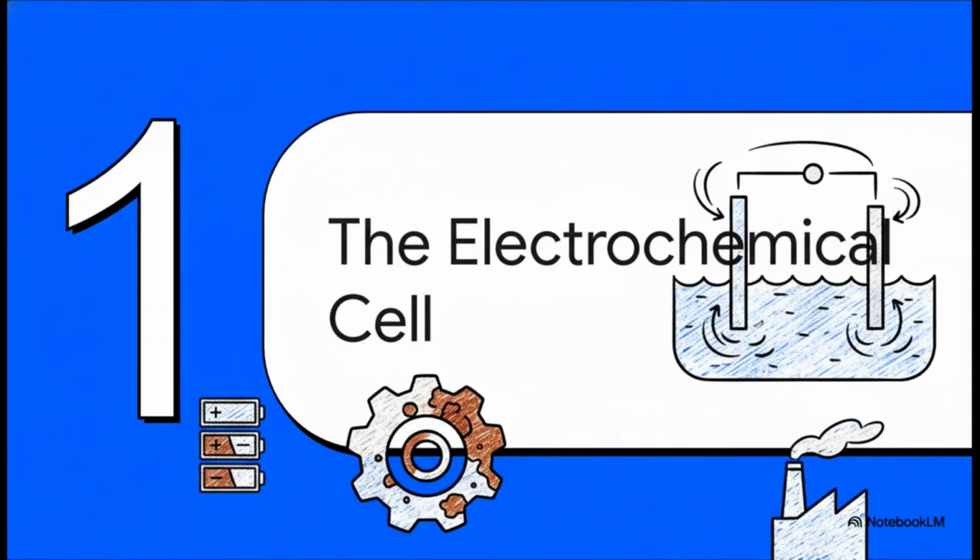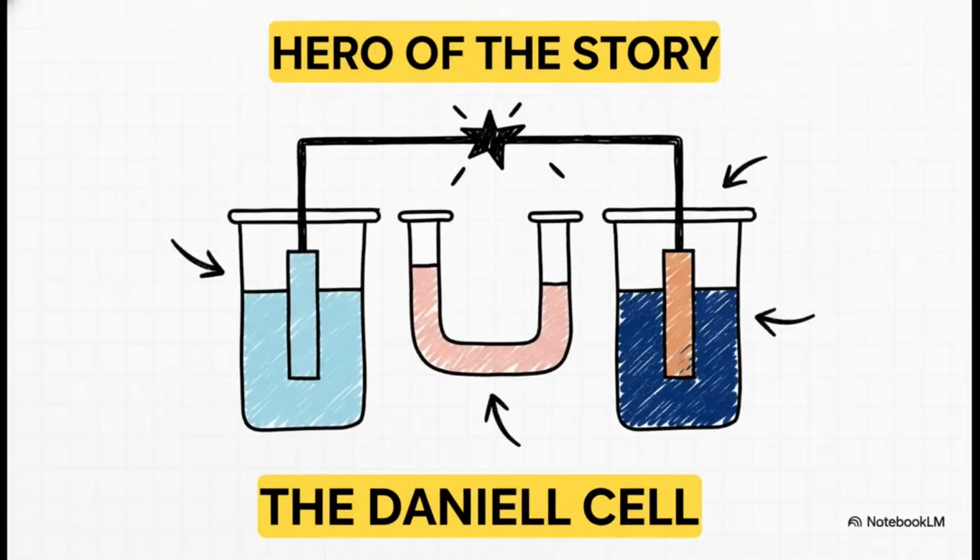Okay, so to really get our heads around this secret, we need to pop the hood and look at the engine that makes it all run. And that engine is called the electrochemical cell. This little powerhouse is at the heart of every battery. It's the hidden culprit behind all rust, and honestly, it's the foundation of so much of our modern world. And for our journey today, our hero, our perfect case study is this guy right here, the classic Daniel cell.